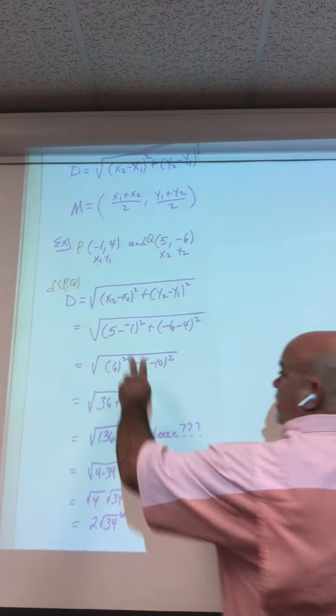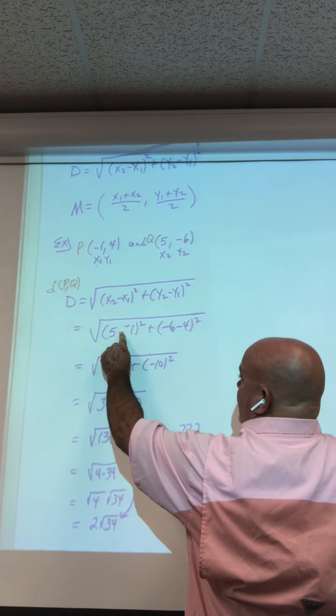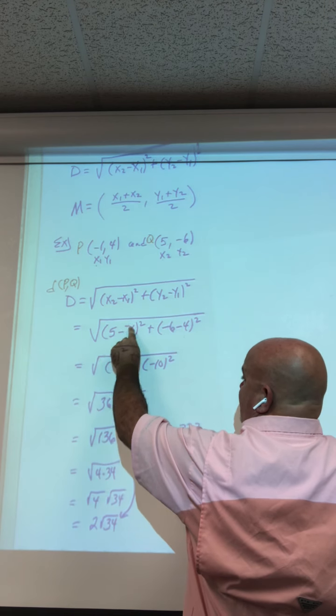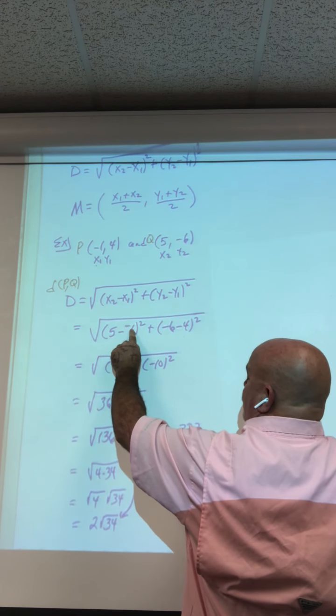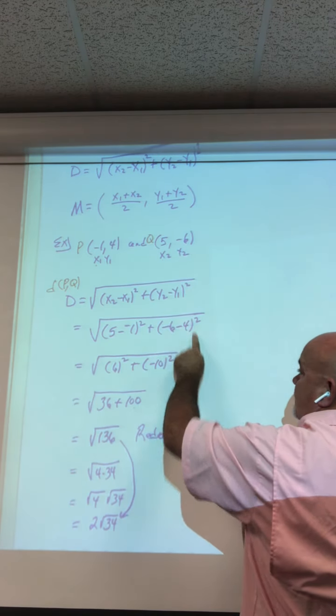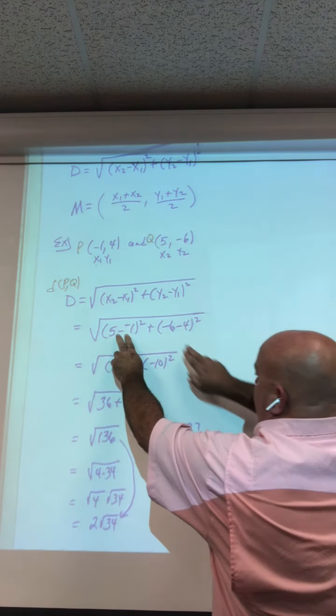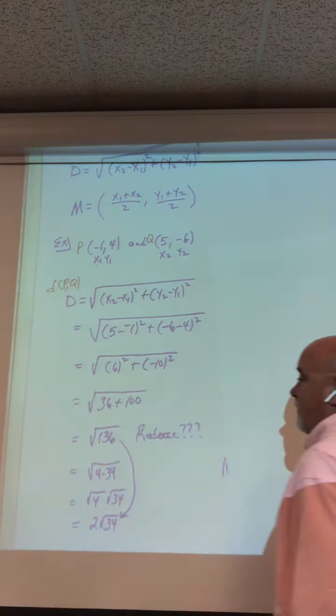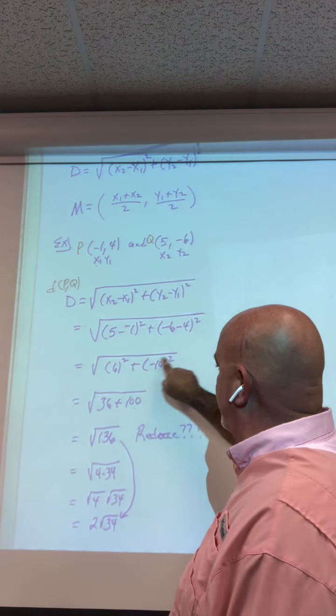Orders of operations, do what's in parentheses first. Double negatives gives you a positive. So this is 5 plus 1, which is 6 squared. And then negative 6 minus 4 is negative 10 squared. So do what's in the parentheses first. Now square the two numbers.